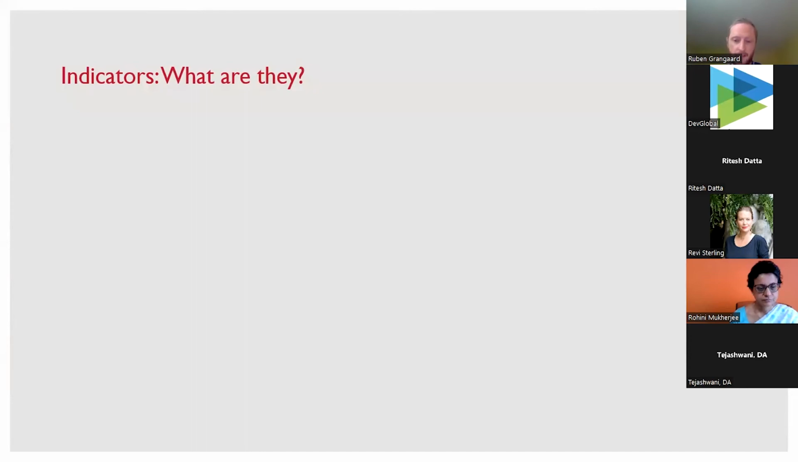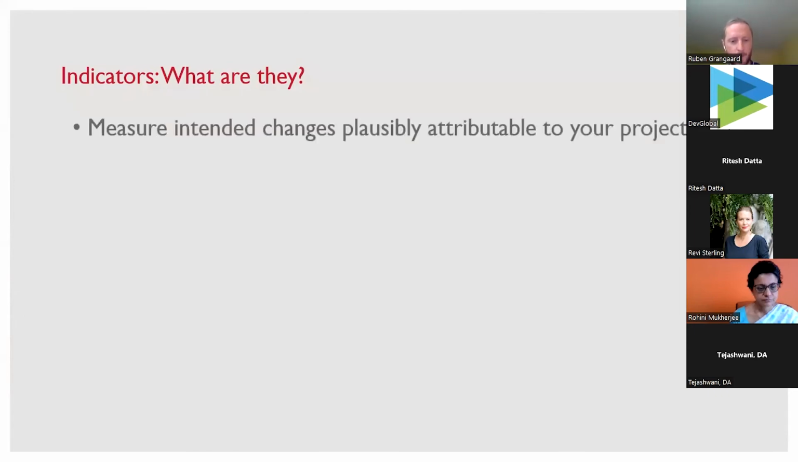So indicators, right, they're in the context of monitoring and evaluation. An indicator is a quantitative metric that provides information to monitor performance, measure achievement, and determine accountability. And so going a little bit deeper on this, an indicator measures the intended changes that we believe is attributable to your project or to our project.